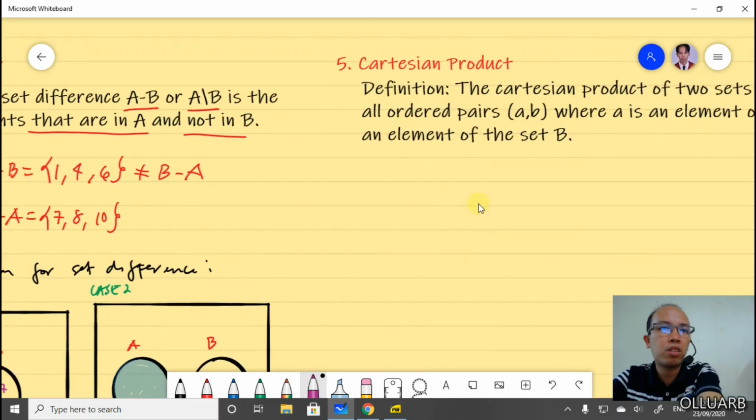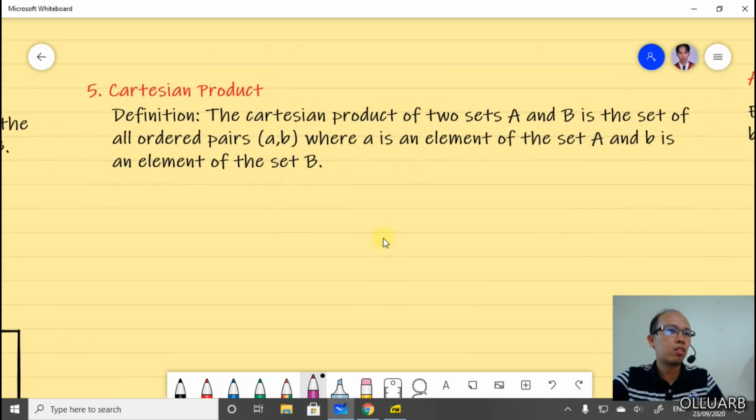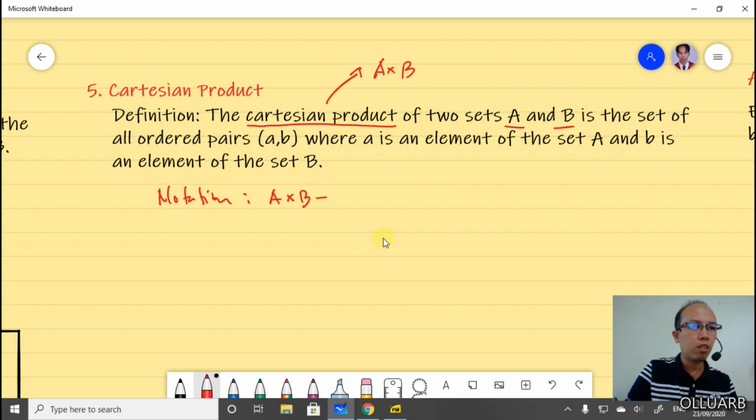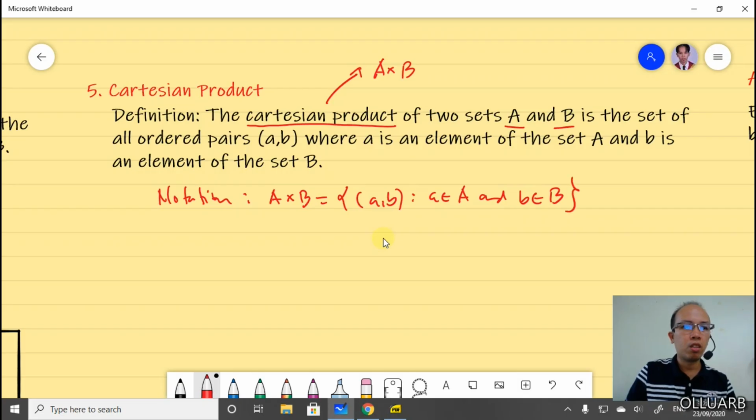We are almost done. We have Cartesian product, the last definition. The Cartesian product of the sets A and B is the set of ordered pairs. Okay, so the notation for the Cartesian product is A times B, and the set descriptive notation is defined as this one. This is the set of all ordered pairs such that a is an element of A and b is an element of B.